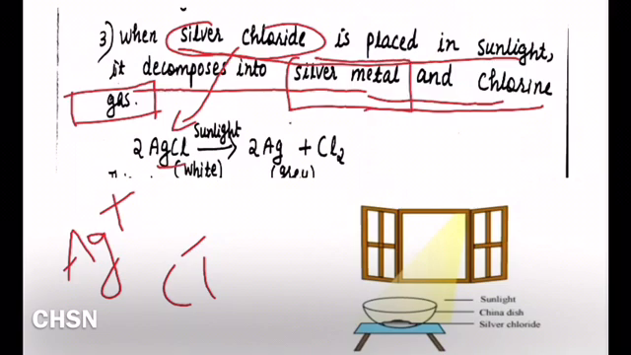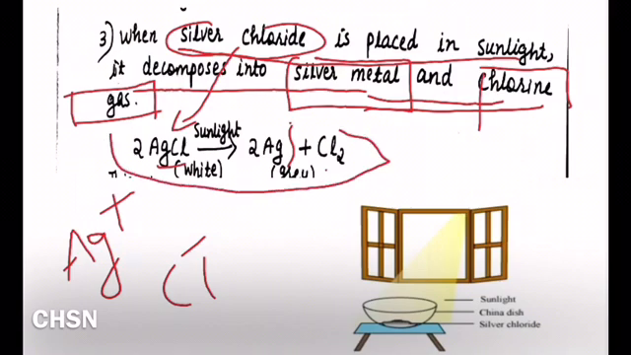What is the formula of silver metal? Ag. Plus chlorine gas, formula of chlorine gas Cl2. Then you have to balance it, you will get 2AgCl gives 2Ag plus Cl2. So in this case, the reactant silver chloride, it is a solid, white color solid. It decomposes to give grey colored silver metal and chlorine gases.